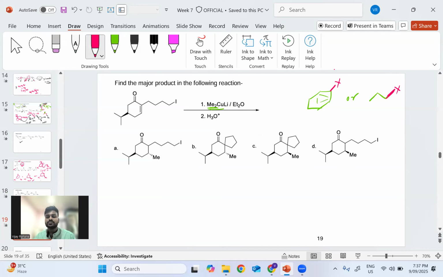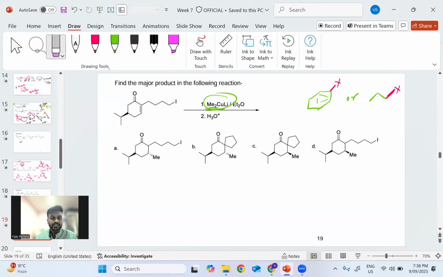Whenever you have such a bond, it has the highest reactivity towards these, whether it is methyl magnesium bromide or butyl lithium or Me2Cu, that copper lithium complex. Organocuprate reagents always react faster than other functional groups. If you look at this methyl copper lithium complex, we can call it an organocuprate. They react very quickly with this C-I bond.